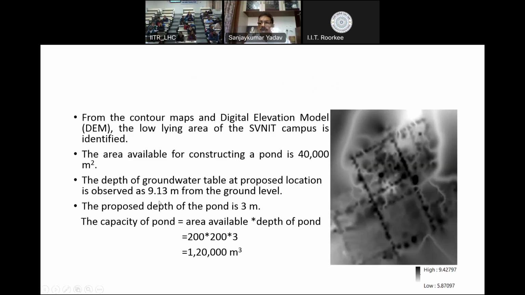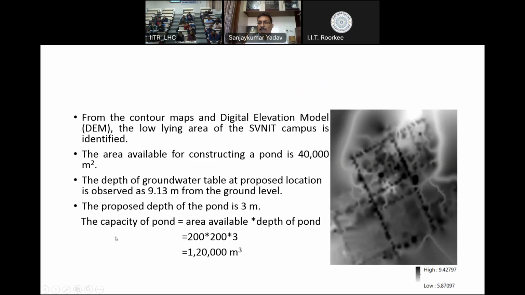This is a very important point: the depth of water table. I do not know whether you have a mic in the hall or not. If you have a mic, you can interact with me. If the water table is very close to the ground, what will happen? Can anybody reply? Sir? Yes, I am not able to hear any one of you. Ponding will occur, right? Water logging will occur.